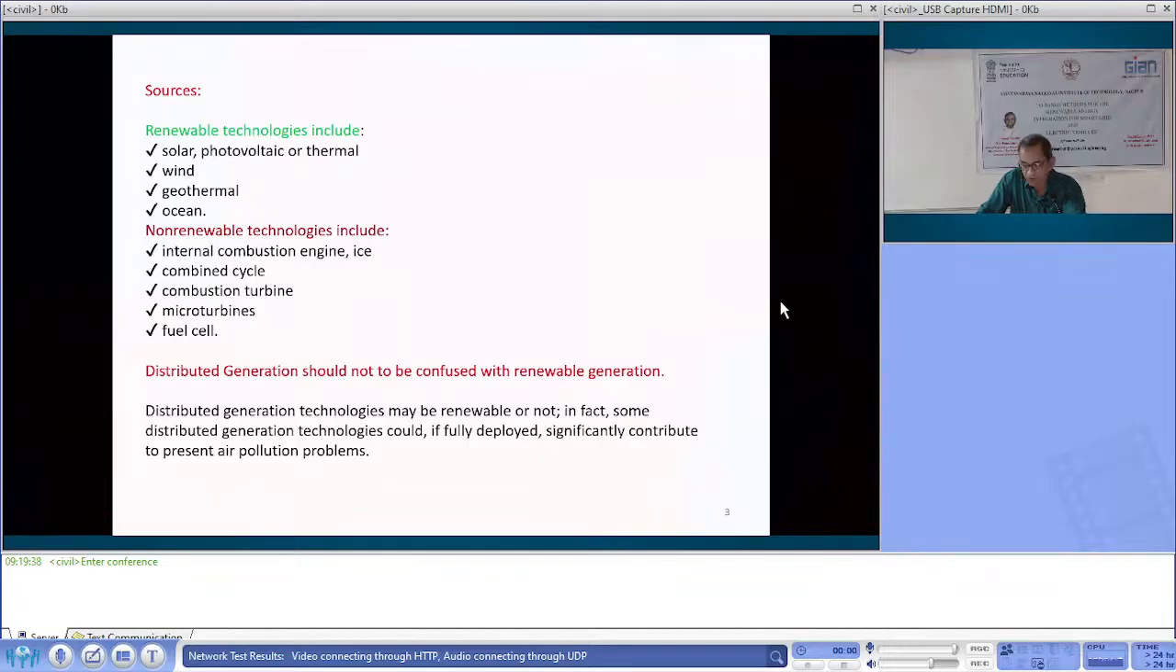Now, why are we considering both categories? Because there is a need for a hybrid plant which will have solar plus wind, solar, wind, battery, or solar, wind, fuel cell. Now, fuel cell comes under non-renewable.